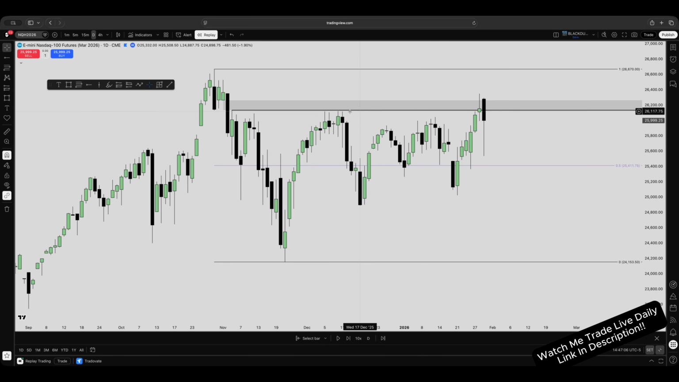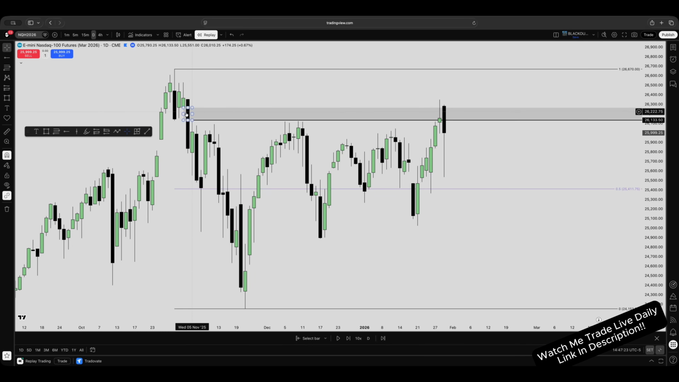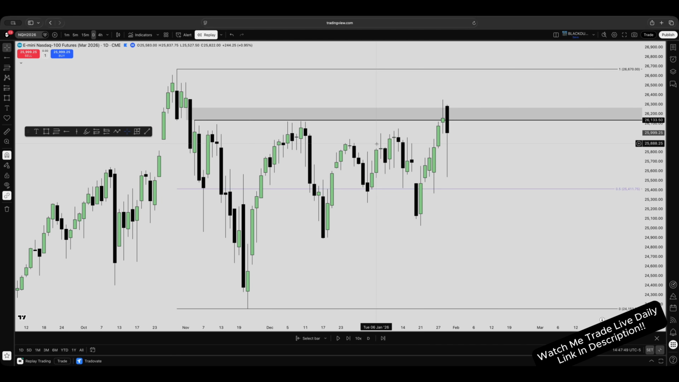especially now that we've taken out buy side liquidity within a premium side of the dealing range, and we've also mitigated this daily bearish fair value gap. And if you look even more to the left, we've also mitigated this daily bearish order block. So we can clearly see just by looking at this chart that we do have a bearish bias on the daily time frame.